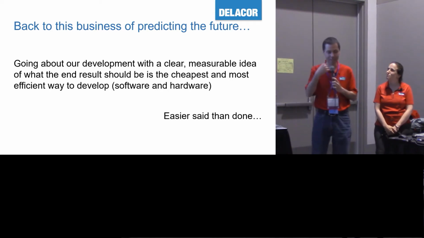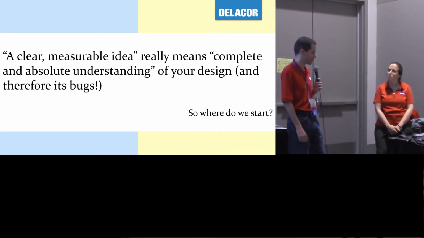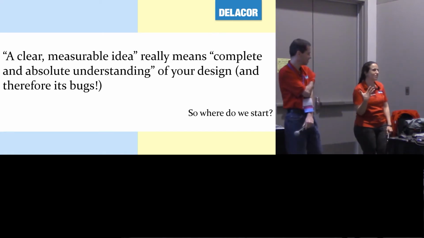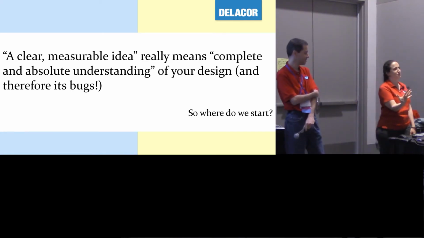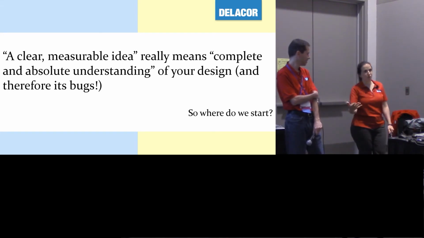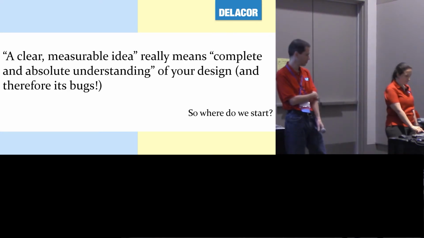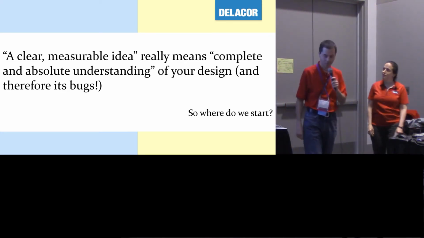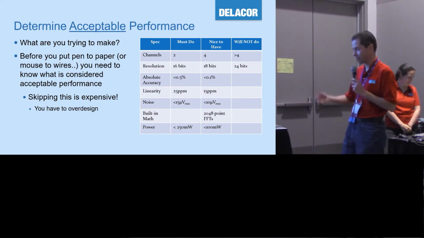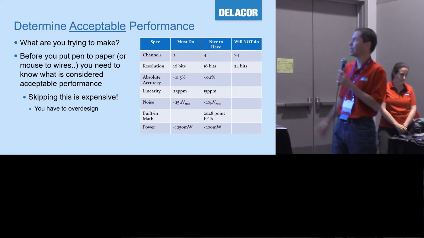So we started talking, and it turns out that it's not so different from what the software people do. Supposedly. So a clear, measurable idea really means a complete and absolute understanding of what you're doing, and also the bugs, right? You need to start with understanding that. It is a lofty goal, but we're going to try to achieve that. So where did we start? We start with getting together with our customers and deciding, okay, what do we need to do? What do you need? What do you want?